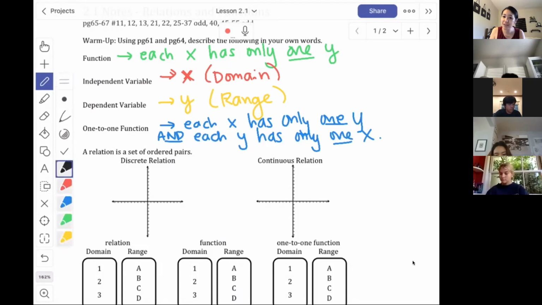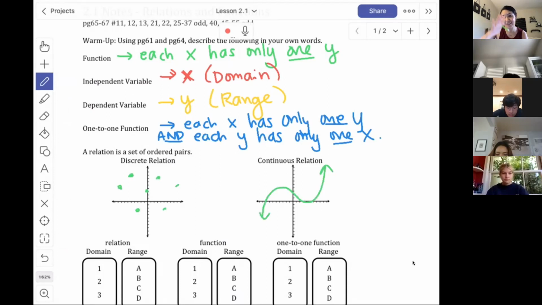The last two things I do want to tell you guys about is the difference between a discrete relation and a continuous relation. A discrete relation is when you have isolated dots. If you have to pick up your pen to draw the graph, that's discrete. Whereas a continuous one is smooth. So you don't have to pick up your pen to draw it. That is a continuous relationship.